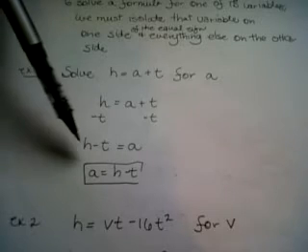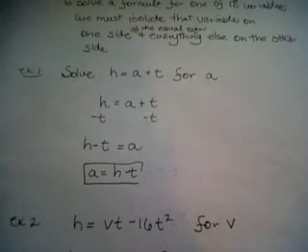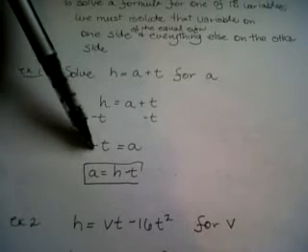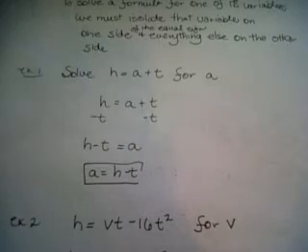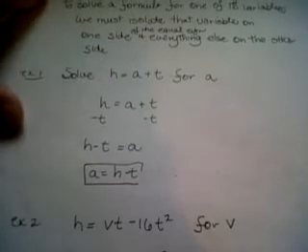Now what I notice is that these are not like terms because they are not the same variable. So I can't combine them. I'm just going to leave it as H minus T. And H minus T equals A. I isolated that variable all by itself, so I am finished with that problem. So here is another example.